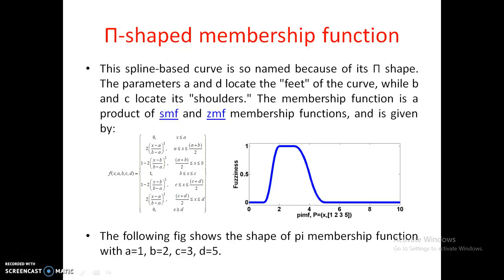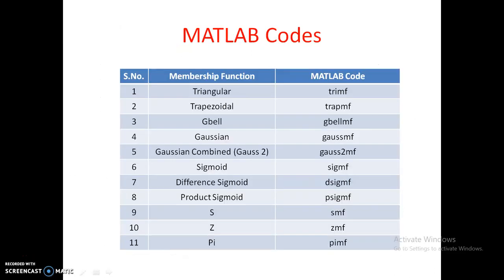This is also just like the trapezoidal membership function. At A it has started rising, at 2, at B it became 1, and at 3 it started decaying, and after 5 it became 0. Okay, simple concept. So these are the different types of membership functions available for fuzzy logic. Okay, let us see all these things in MATLAB programming. Yeah, these are the MATLAB codes for each and everything. So let us discuss all these things in the next video through MATLAB only.